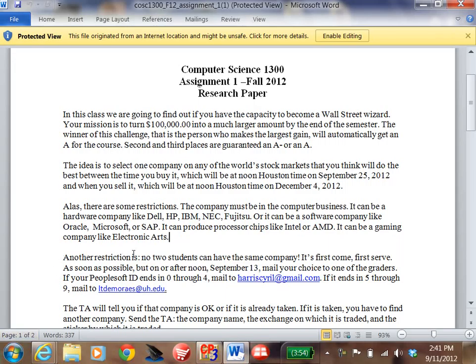Another restriction is no two students can have the same company. First come, first served. Oh, it's going to be a race there. As soon as possible, but on or after noon, September the 13th. That's the day after tomorrow, not before noon the day after tomorrow. Mail your choice of a company to one of the graders. If your PeopleSoft ID ends in 0 through 4, mail it to 0, okay? If it ends in 5 through 9, mail it to Lewis.